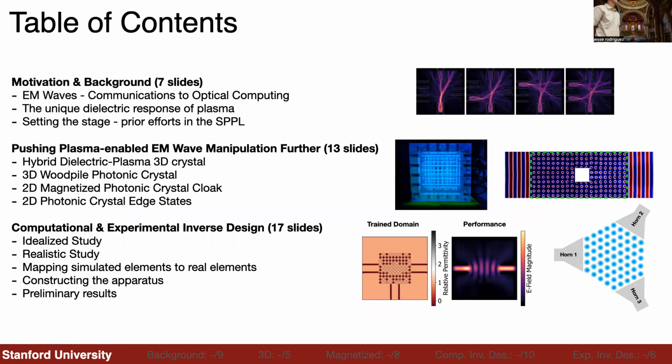So the first 7 slides or so, I'll just give you guys some background and motivation as to what we're doing here. Talking about electromagnetic waves, how we manipulate them for communications applications, and then forward looking to optical computing. And then I'll talk about the unique dielectric response of plasma and how that allows us to manipulate electromagnetic waves in unique and interesting ways. And then I'll talk a little bit about some of the prior efforts in the Stanford Plasma Physics Lab when I arrived. And then just to set the stage and explain our next step, which was to move up the complexity of our devices to take this plasma-enabled electromagnetic wave manipulation further.